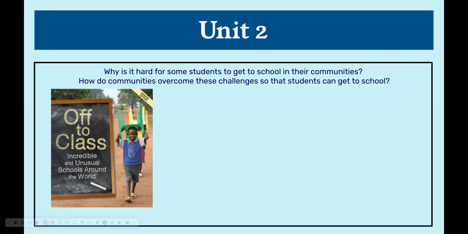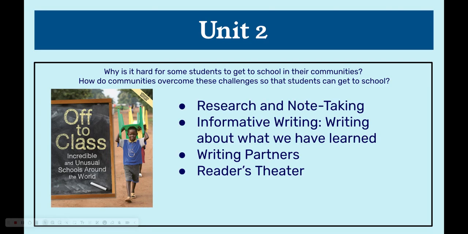Throughout this unit, students will learn the importance of good note-taking while researching, writing an informative paragraph about a school they have studied, peer collaboration through the use of writing partners, and improving reading fluency by engaging in a Reader's Theater adaptation of the schools in Off to Class.